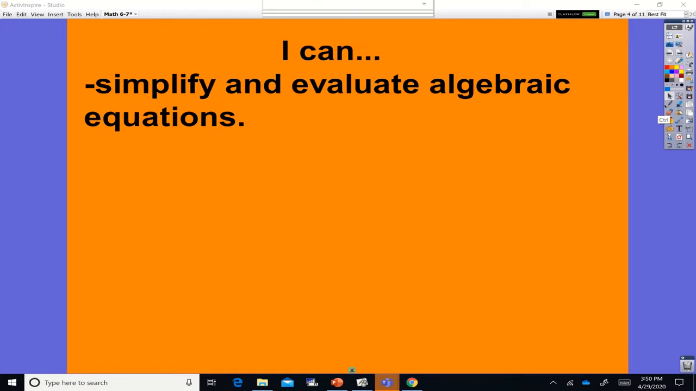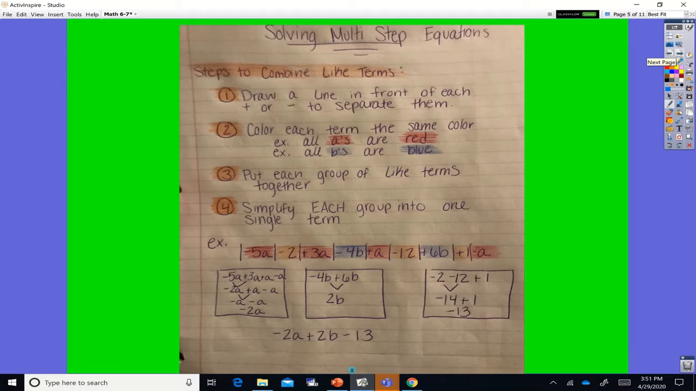Our I can statement for today is: I can simplify and evaluate algebraic expressions or equations. Now, we started working on this yesterday and we're still going to be doing the same thing. So this is the note sheet that I would recommend getting out because we're going to follow these steps here.